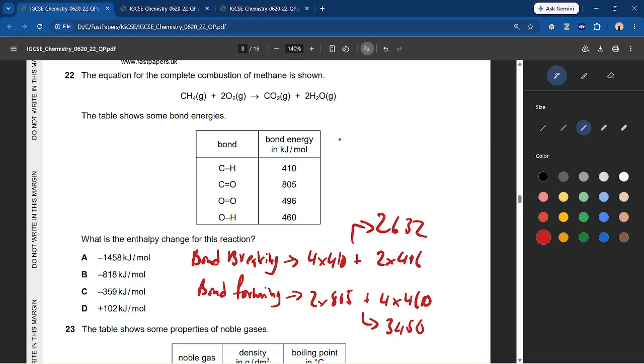And as we've mentioned before, delta H is equal to bond breaking minus bond forming. So 2632 minus 3450, you're going to get minus 818. Minus 818. And so the answer is going to be B.